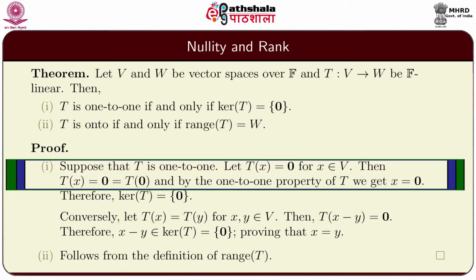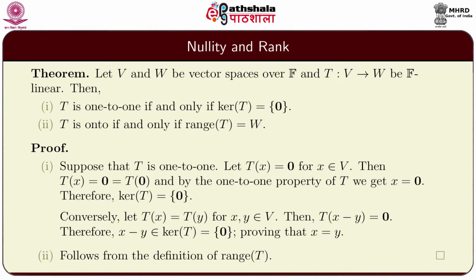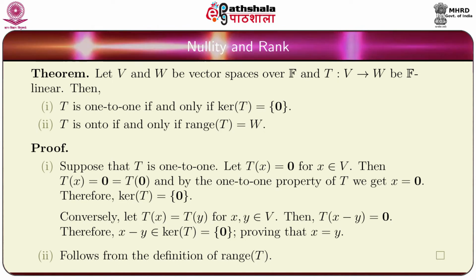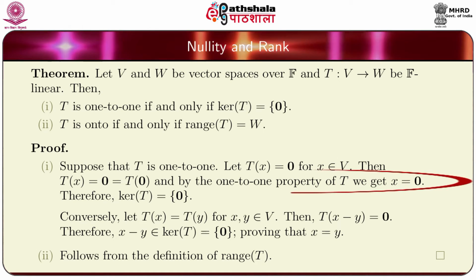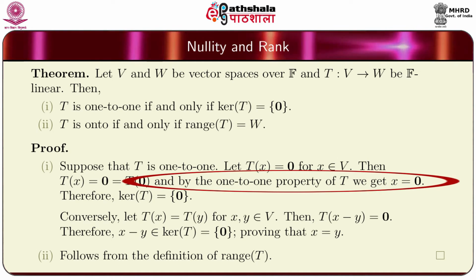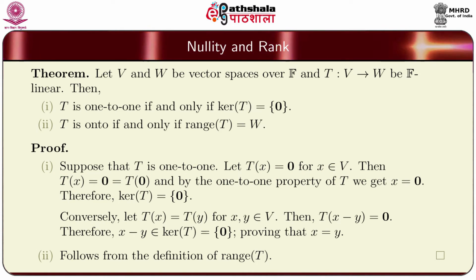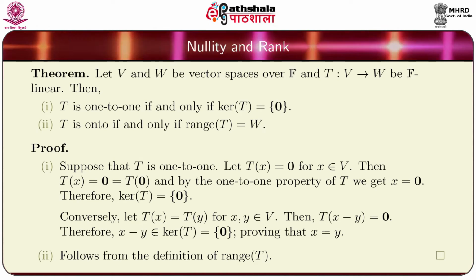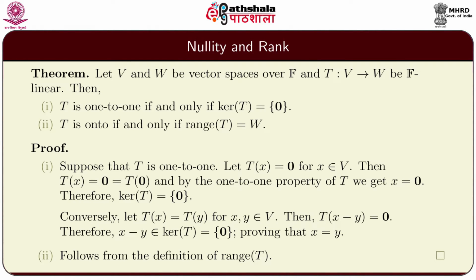Suppose that T is 1 to 1. We want to show that the kernel of T is trivial. So, let x belong to the kernel of T. Then T of x is 0, where x is a vector in V. But the 0 vector is definitely equal to T of 0. Therefore, Tx is equal to T0. And by the 1 to 1 property of T, we can say that x must be the 0 vector. This shows that the kernel of T cannot be anything more than the singleton 0 vector.